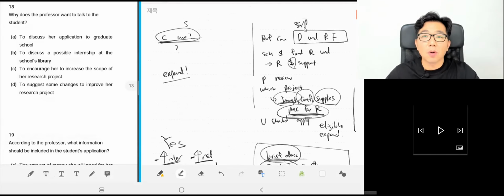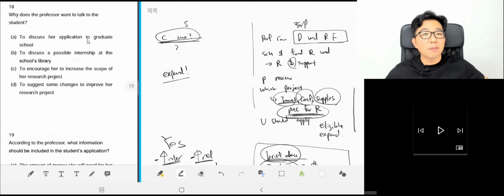The professor wants to let her know there is a thing called Dean's undergrad research funding available, and the professor wants this student to apply for this funding, right? That's the reason why the professor asked her to see him, right?